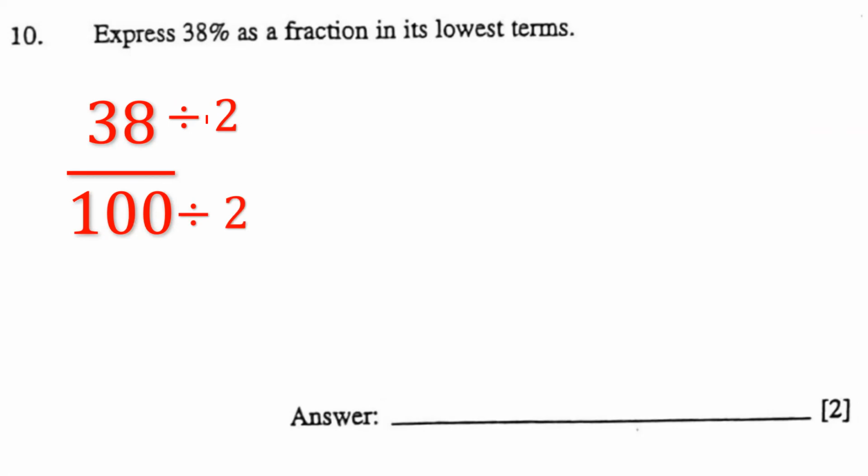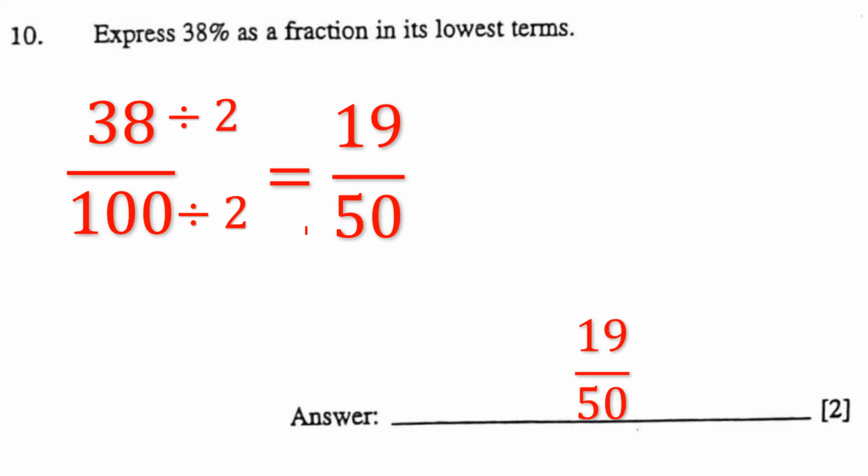And so 38 divided by 2 is 19, and 100 divided by 2 is 50. And so 38% written as a fraction in lowest terms is definitely 19 over 50. And so that's the answer, 19 over 50, because we write it in lowest terms.